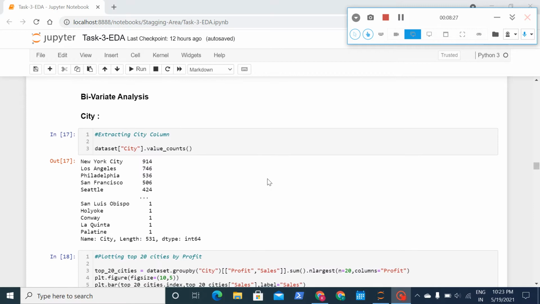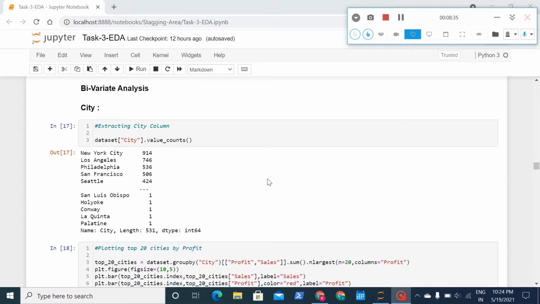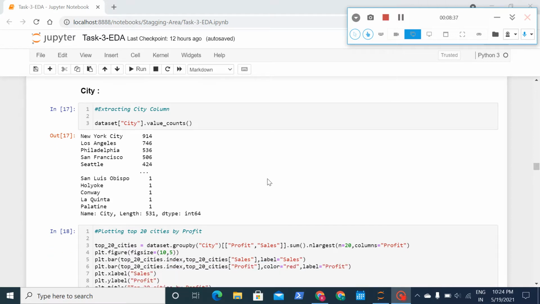Next, we will be seeing bivariate analysis, that is, the usage of two features at a time to make predictions. First of all, we will be looking at city. I am extracting how many unique cities are present in this data type. We can see that there are about 531 unique cities in our data set, particularly in the city column.